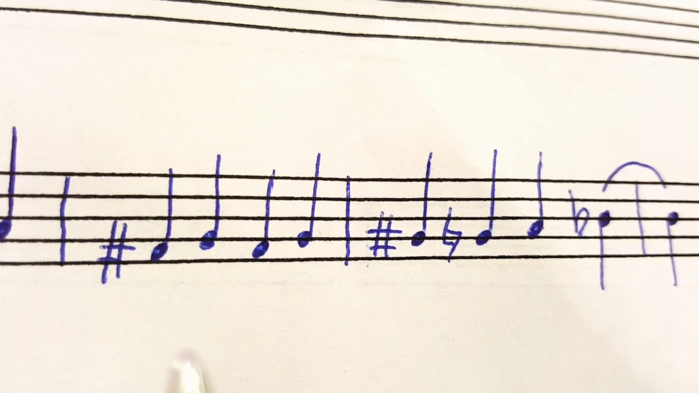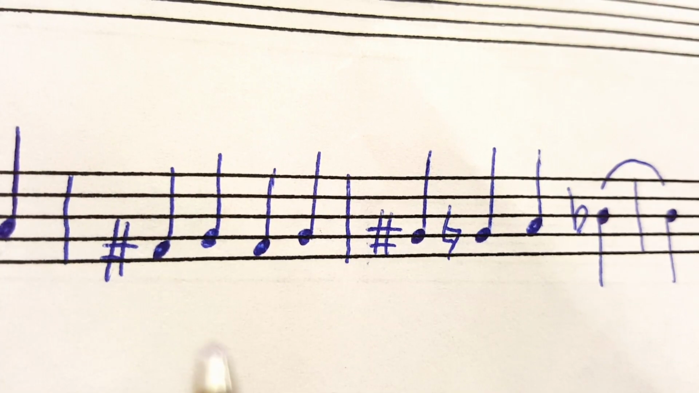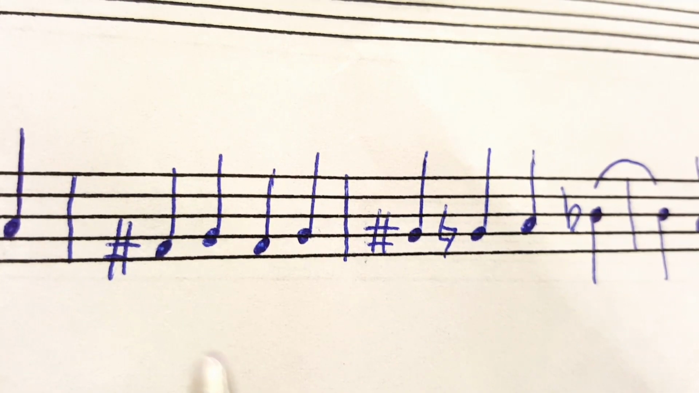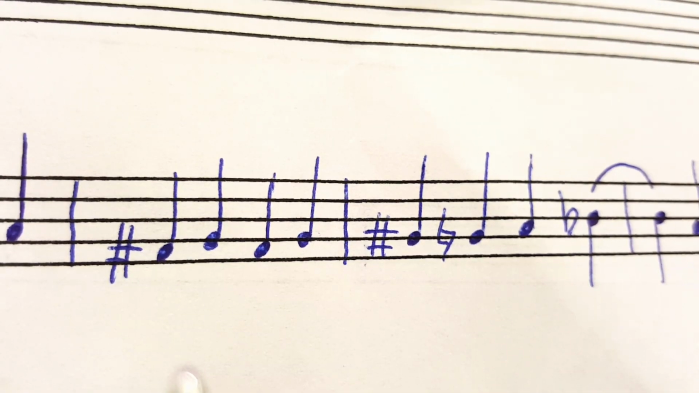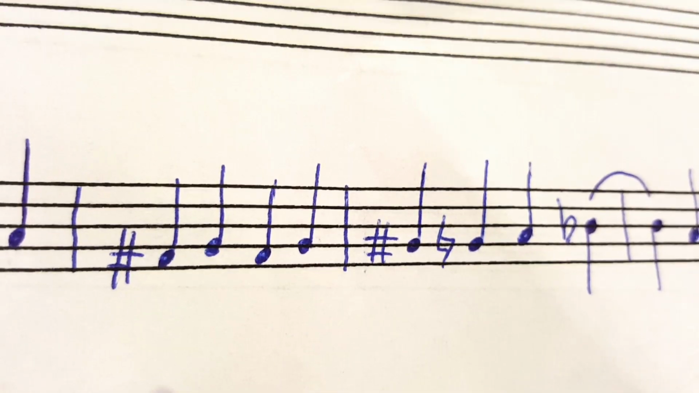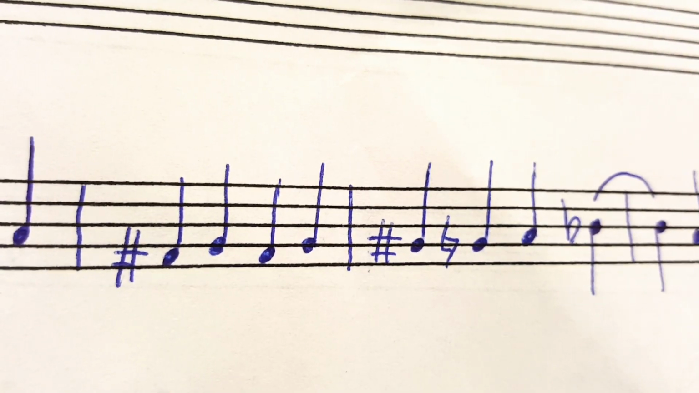Sharps, flats, and natural signs collectively as a group of symbols are called accidentals when they are put inside of the measures and not in the key signatures. And there will be a future video on key signatures and how to identify them.